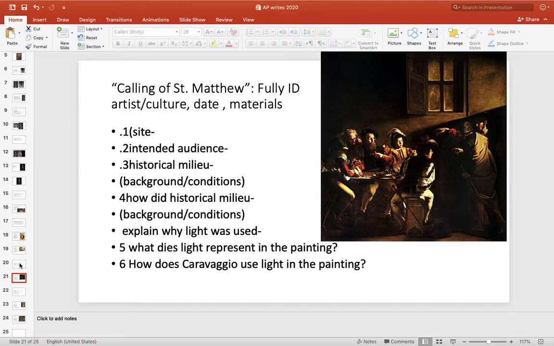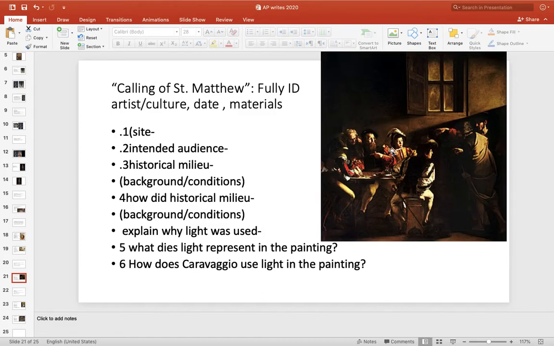Then here's one on Calling of St. Matthew. This would be an essay on light. And again, if you broke it down, it would be asking you the following things. Here's Calling of St. Matthew, and it would ask you, what's the site? The site would be a church. Intended audience would be Christians or Catholics. Historical milieu background, this would be the Counter-Reformation, the Catholic comeback, the Catholic use of art to persuade people. How did these conditions relate to the use of light? Light is a symbol of God.